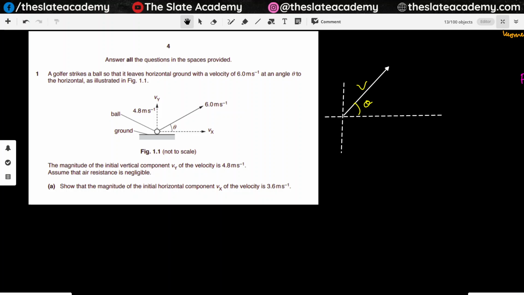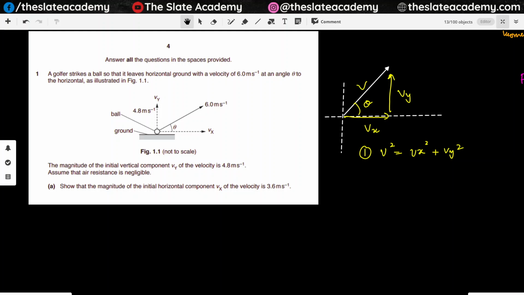This vector would have a vertical component which I'll call Vy, and a horizontal component which I'll call Vx, right? Knowing the right angle triangle rules, the first equation I can write is that V squared is equal to Vx squared plus Vy squared, right? The hypotenuse squared is equal to opposite squared plus adjacent squared. This is the one that would be used to solve part A.